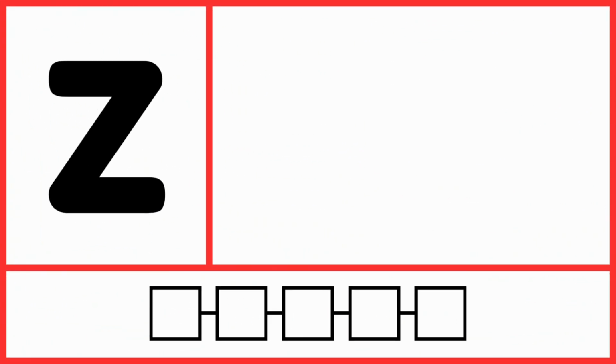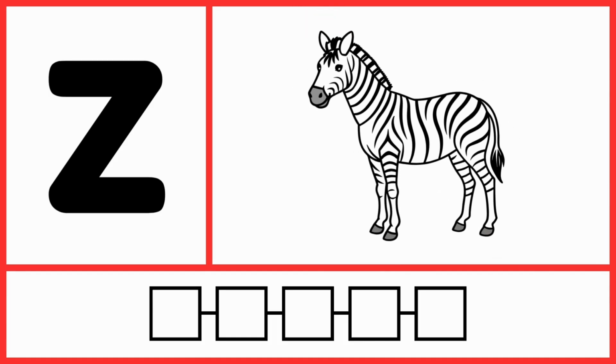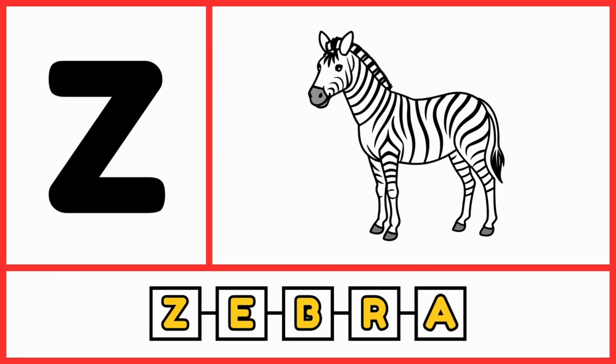Z. Z is for zebra. Let's spell it. Z, E, B, R, A. Z is for zebra.